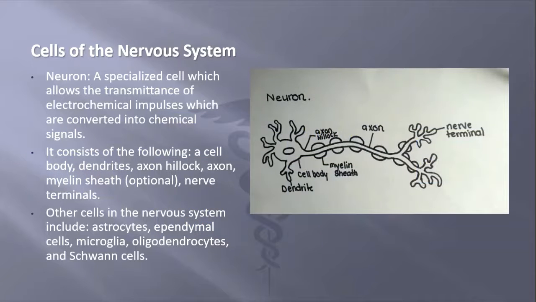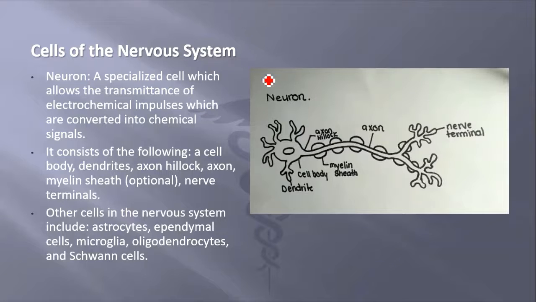Cells of the nervous system. A neuron is a specialized cell which allows the transmittance of electrochemical impulses, which are converted into chemical signals. It consists of the following: a cell body, dendrites, axon hillock, axon, myelin sheath, and nerve terminals. Other cells in the nervous system include astrocytes, epidermal cells, microglia, oligodendrocytes, and Schwann cells.